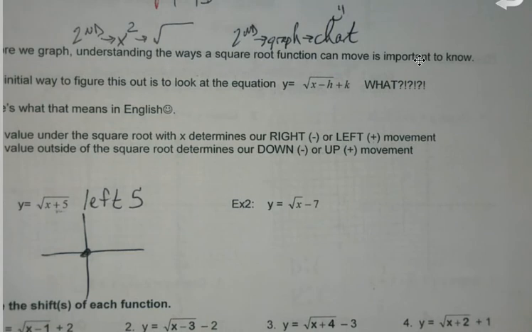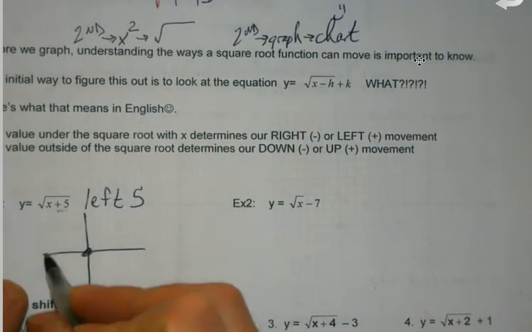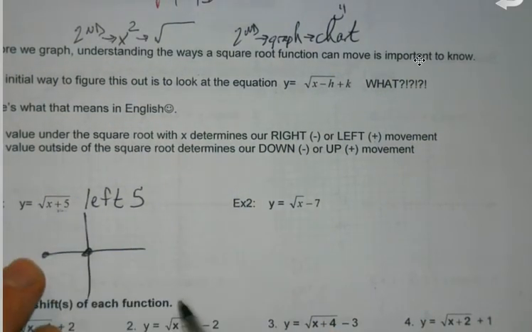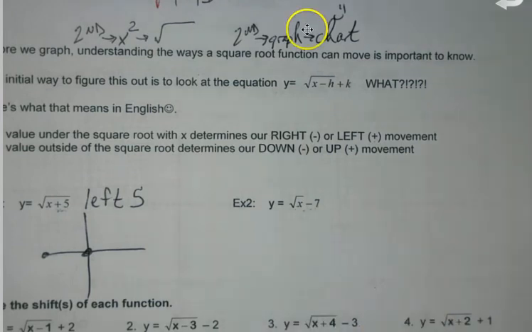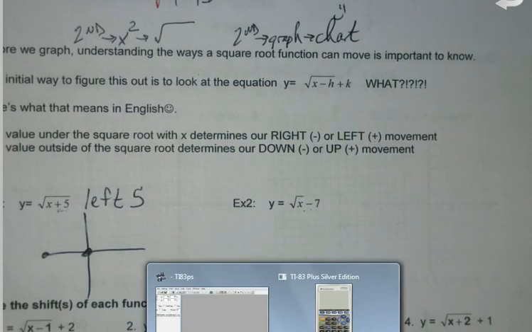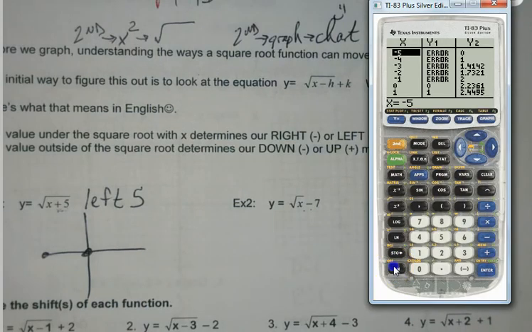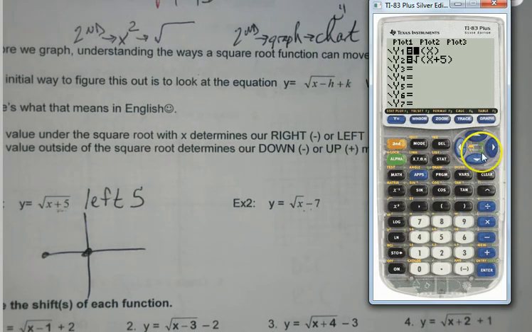Okay, so this one just said I moved left 5, and now I start my graph. Here, notice this minus 7 is not underneath the square root. Again, you won't have to do this on every one, but I want you to see how it works. I'm going to clear that last one out. If I just hit clear, it'll wipe the whole thing out for me.